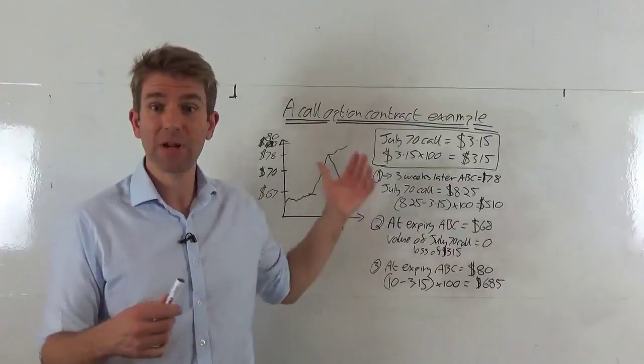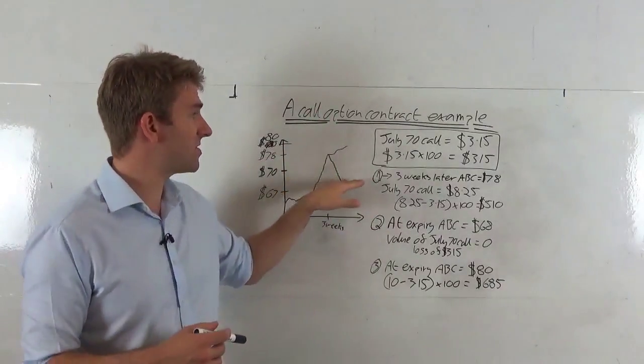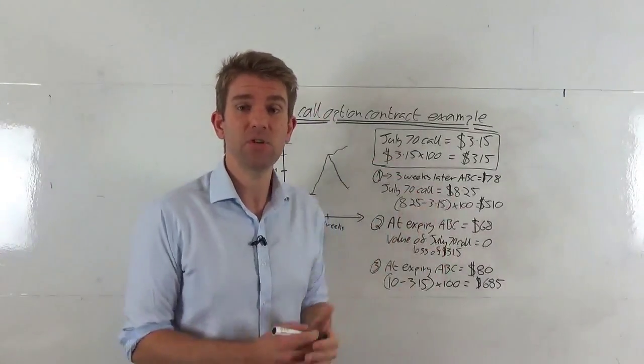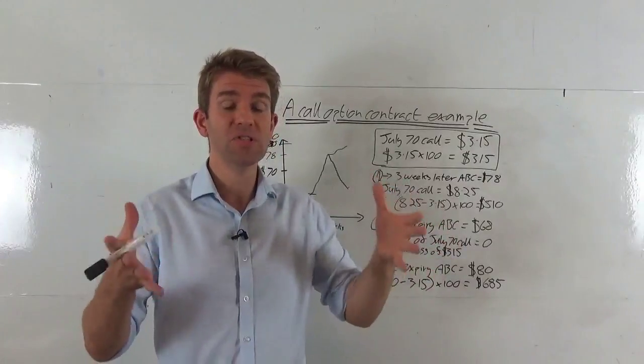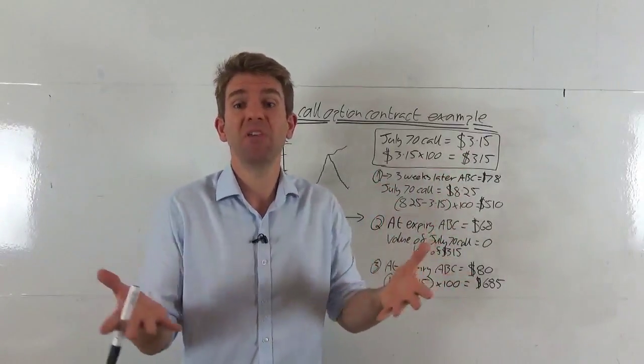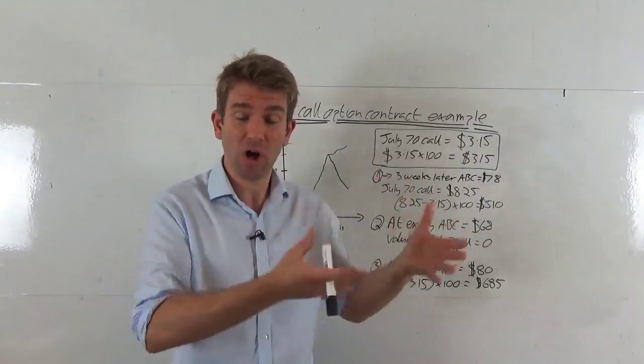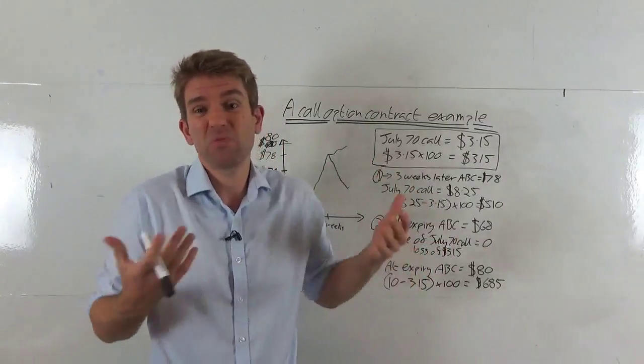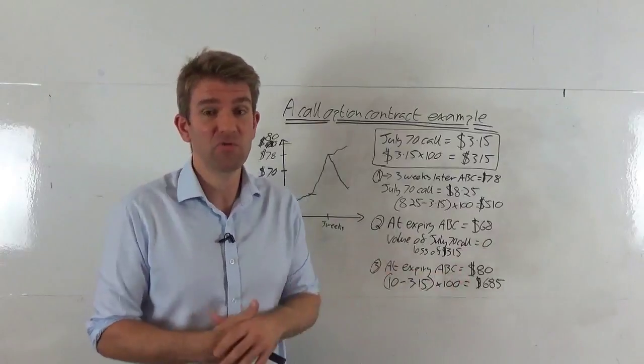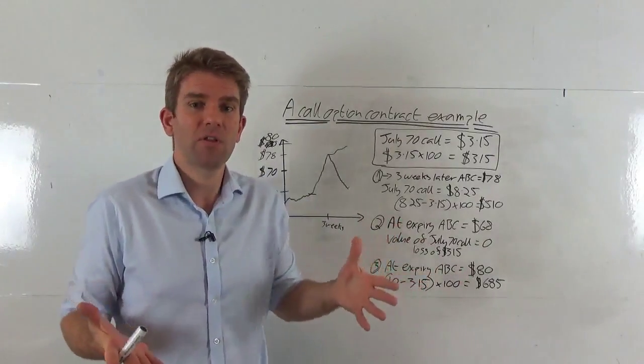Let's look at that example as well. If it stays at 70, let's say it expires at 70, what happens to our 70 call? We've got the right to buy the stock at 70. How much is that worth? Nothing, because we can buy it in the underlying market. So our contract is worthless because we've got the right to buy at 70. It's currently trading at 70 anyway, so it's still worthless.